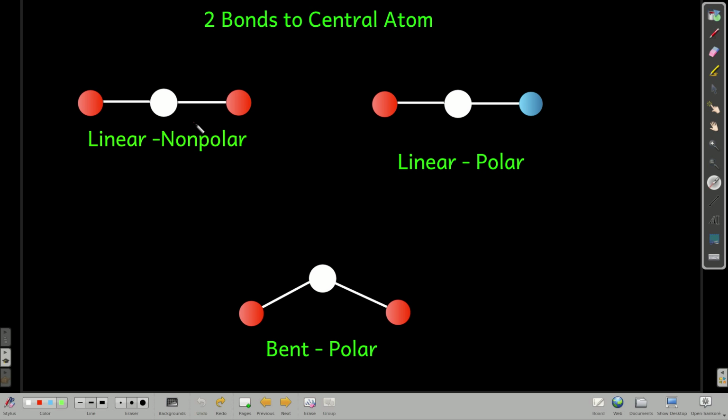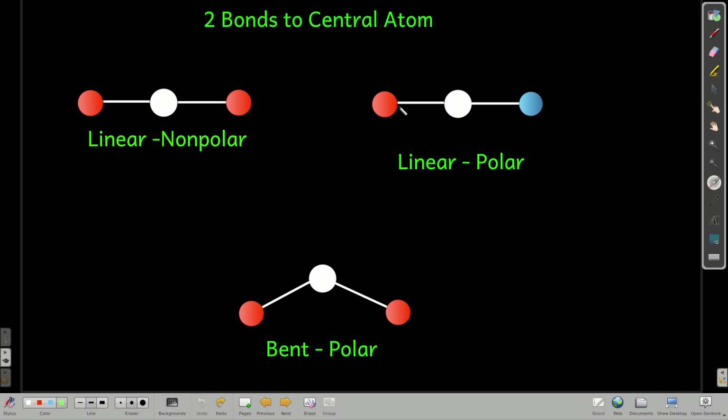Now if there's two bonds to a central atom, then we could have a linear molecule. And if that molecule is linear, and the two atoms attached to the central atom are the same element, they have the same electronegativities, then this molecule will be nonpolar. Because even though this bond right here would be polar, and so would this, the net result is that the electrons don't shift one way or the other because the poles cancel out. So this would be nonpolar.